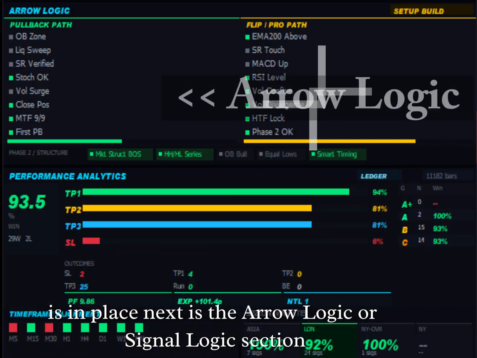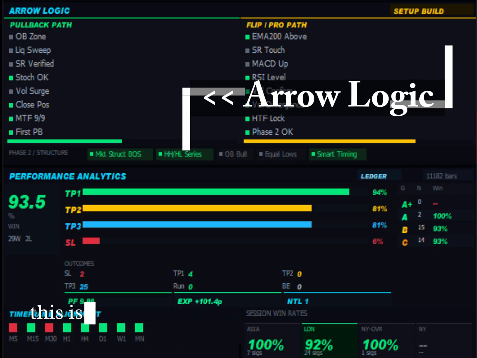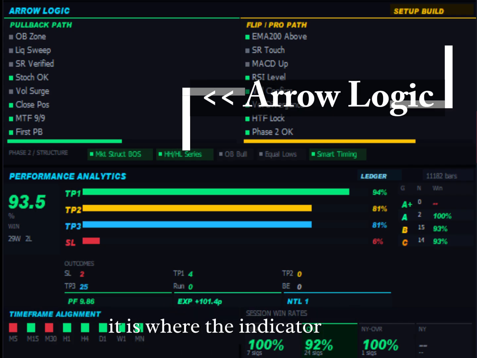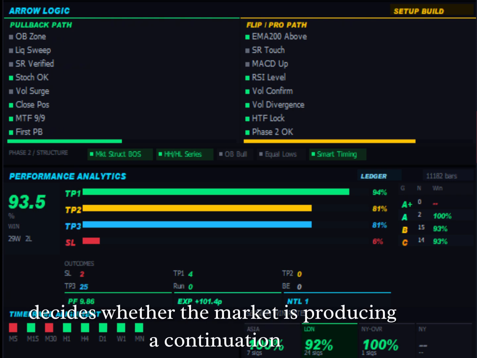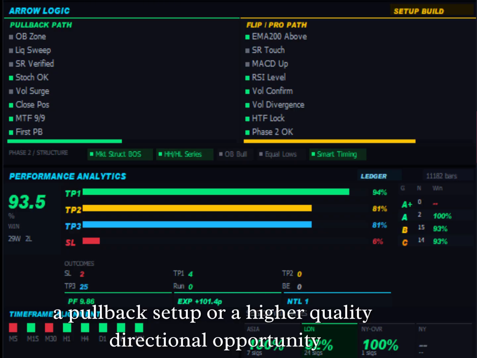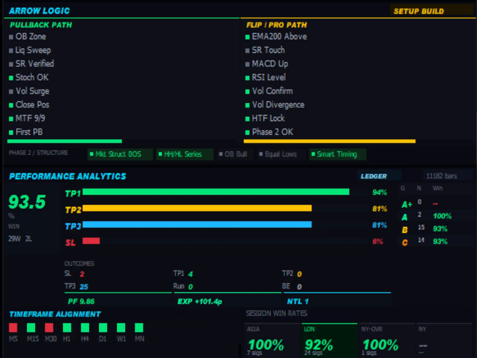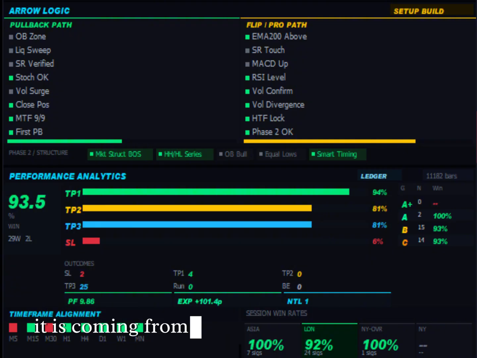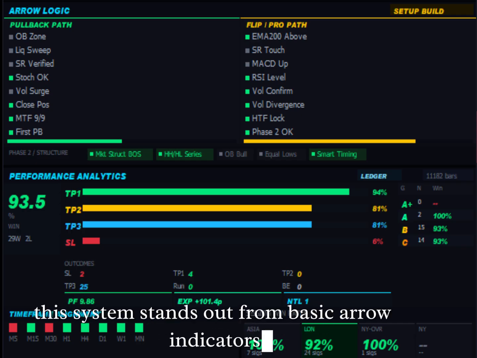Next is the arrow logic or signal logic section. This is the part of the system that reflects the internal entry engine. It is where the indicator decides whether the market is producing a continuation style setup, a pullback setup, or a higher quality directional opportunity. This panel helps you understand that the signal is not random. It is coming from a layered logic process. That is one of the reasons this system stands out from basic arrow indicators.